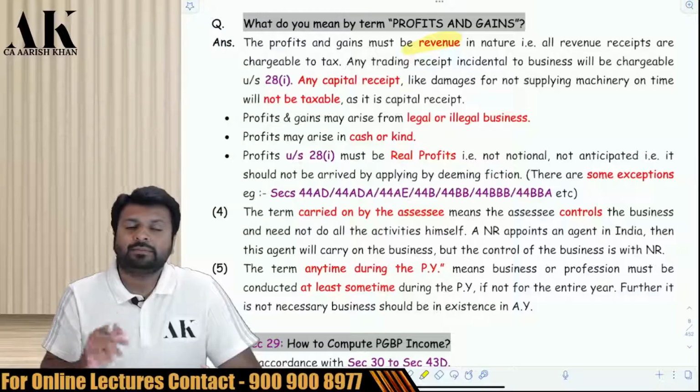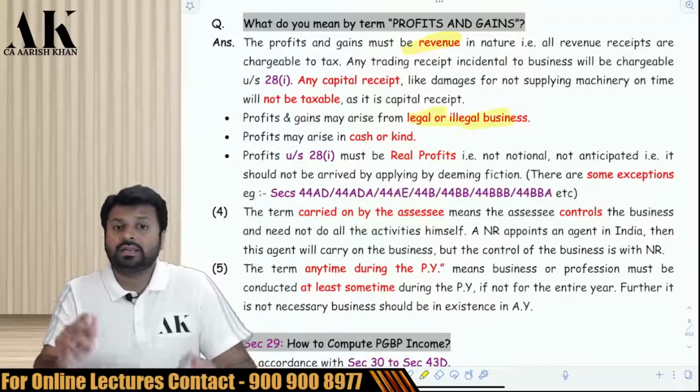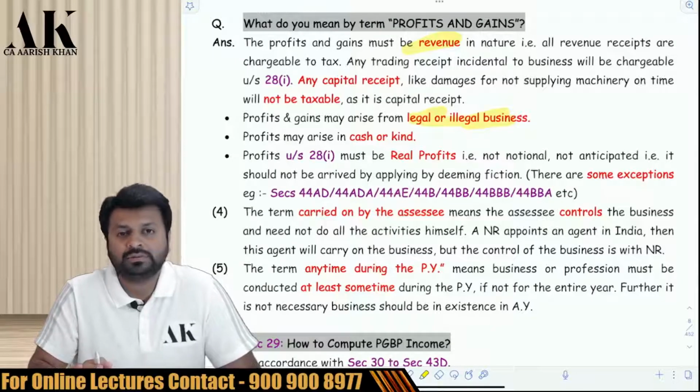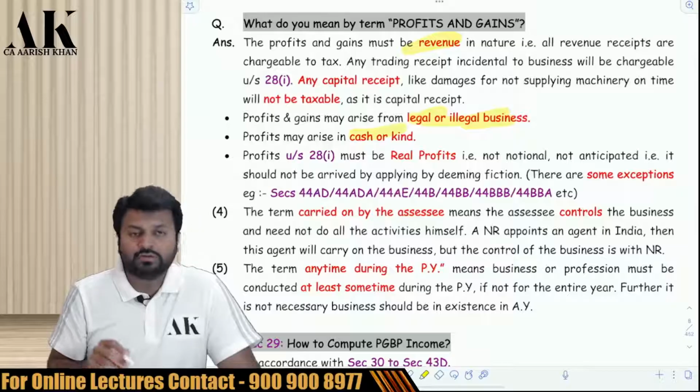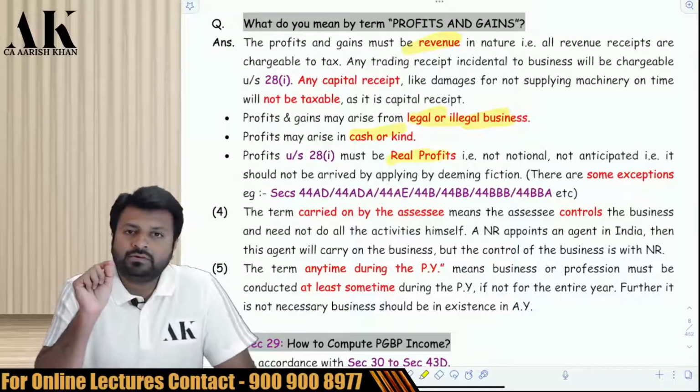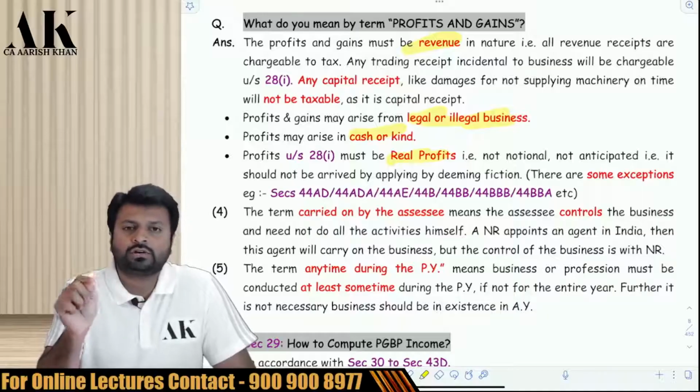Okay. Second, profits and gains may be from legal or illegal business. It doesn't matter. Even if you sell arms and ammunition, and if the government catches you, then the government will charge tax on you on the PGBP. Profits and gains may be in cash or may be in kind. Profits and gains must be from real profits. If you want to charge your profits and gains under section 28 clause 1, your profit has to be real profit. It should not be notional. It should not be anticipated. It should not be deemed.